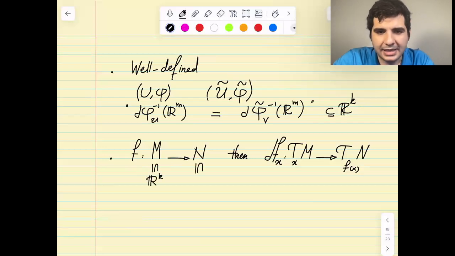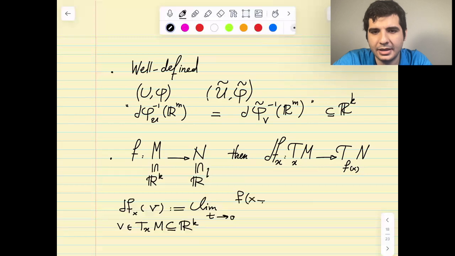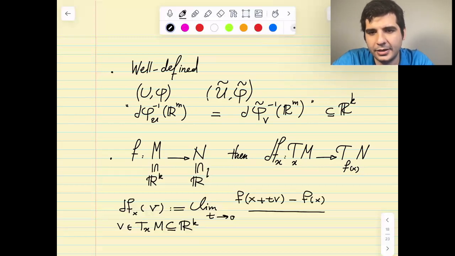So if M is embedded inside Rk, N is embedded inside Rl, the tangent space of M at X would be a subspace of Rk, right? And the tangent space of N at F of X would be a subspace of Rl. What is the definition of the derivative? Well, take a vector v inside the tangent space of M at X. The derivative of F at X acting on v, in a similar fashion, is defined as a limit. Limit of F of X plus tv minus F of X over t when t goes to 0.